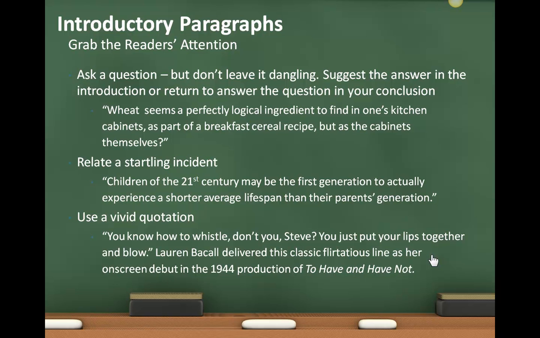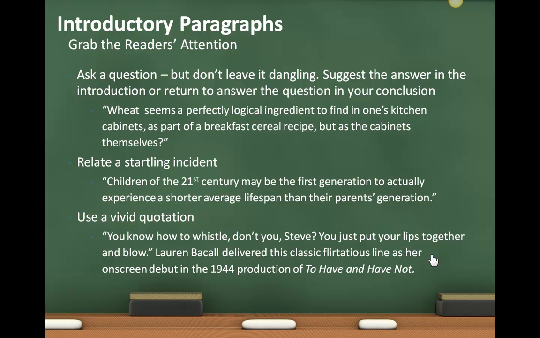A second method for grabbing the reader's attention is to relate a startling incident. And this might be one or two sentences that you need to convey this, this short, not really an event, you're not really telling a story with this idea, but just this short fact. This example comes from an essay on childhood obesity. "Children of the 21st century may be the first generation to actually experience a shorter average lifespan than their parents' generation." Okay, so it's a statement of fact and a statement of a current situation, definitely a startling idea, would get the reader wondering, why is that? Okay, what are you going to tell me about this?